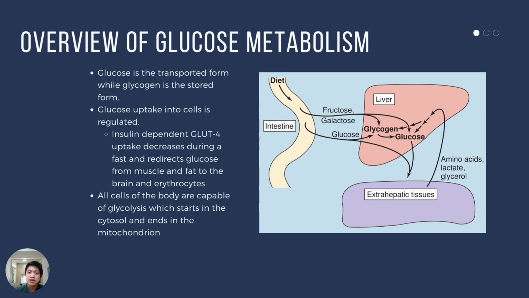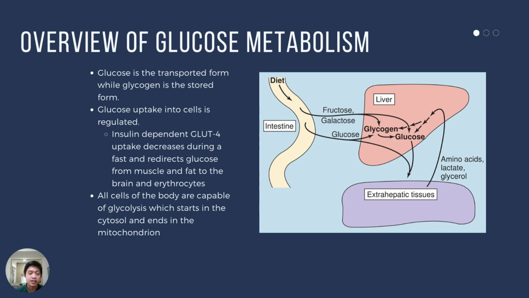You have here illustrated the intestines, the liver, and the extrahepatic tissues, or tissues other than the liver. You will see in this image that the diet is digested and absorbed in the intestine, and the final products of digestion, which are then absorbed, are the simple sugars fructose, galactose, and glucose. These then feed into the liver, where fructose and galactose are converted to glucose and stored as glycogen, and glucose, furthermore, is itself stored as glycogen.